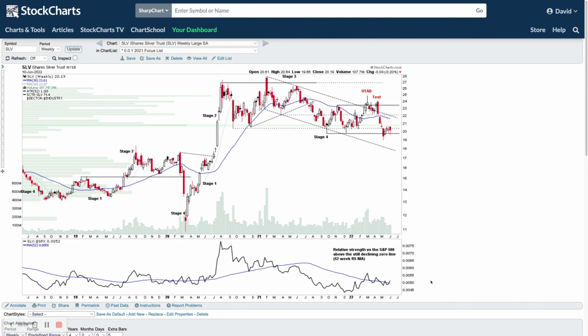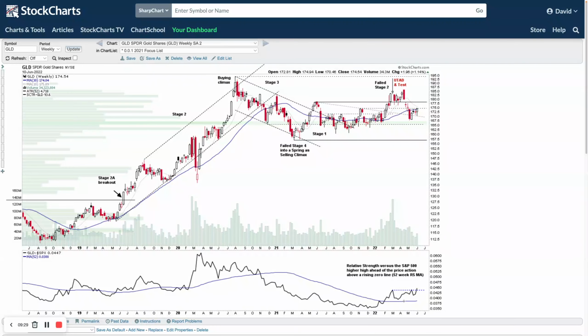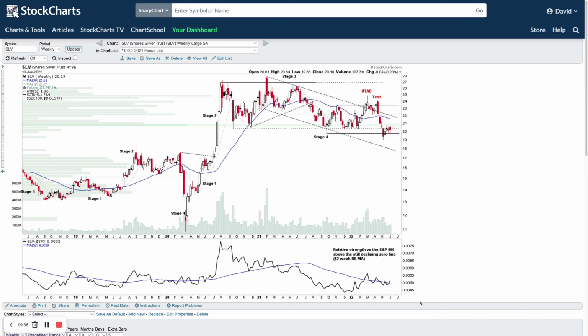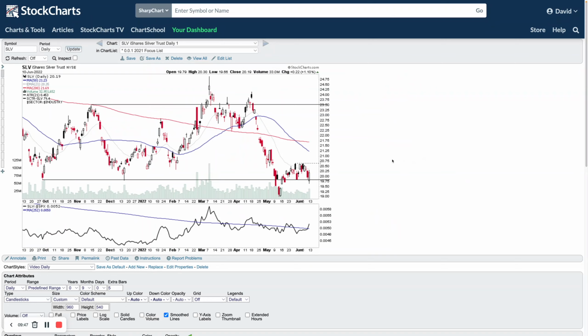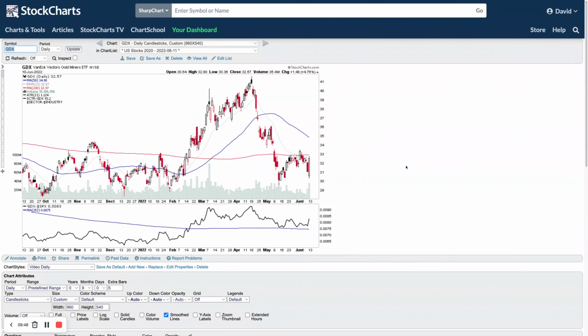As I said, with the gold one, you can see the 0 line is actually flattened out and then starting to turn up a little bit here. So showing much better relative strength in gold than we are seeing in silver at the moment. But potentially we could be looking for some short-term moves back up towards the key moving averages in some of these, as you can see in the individual stocks.